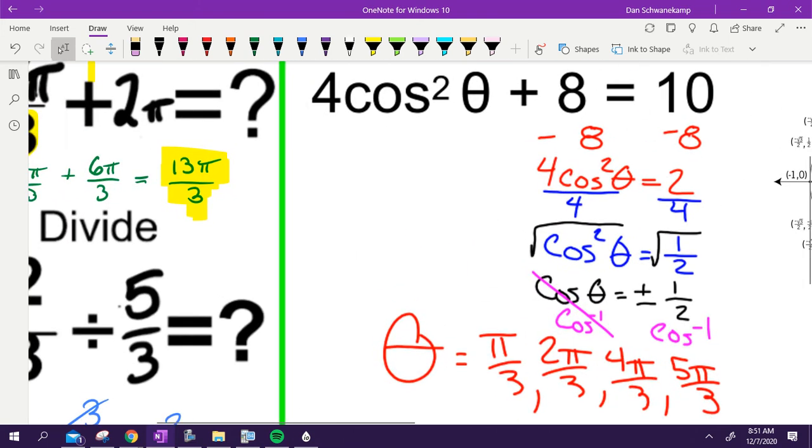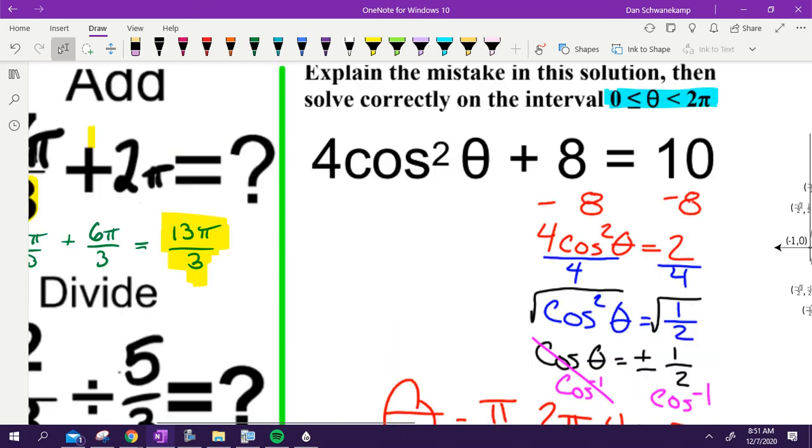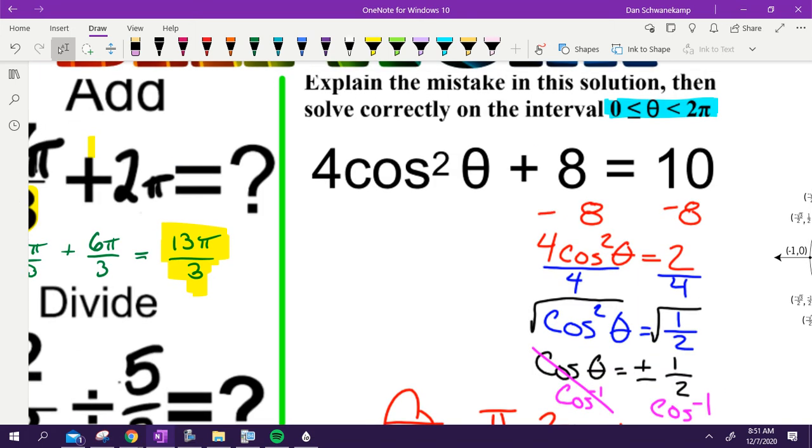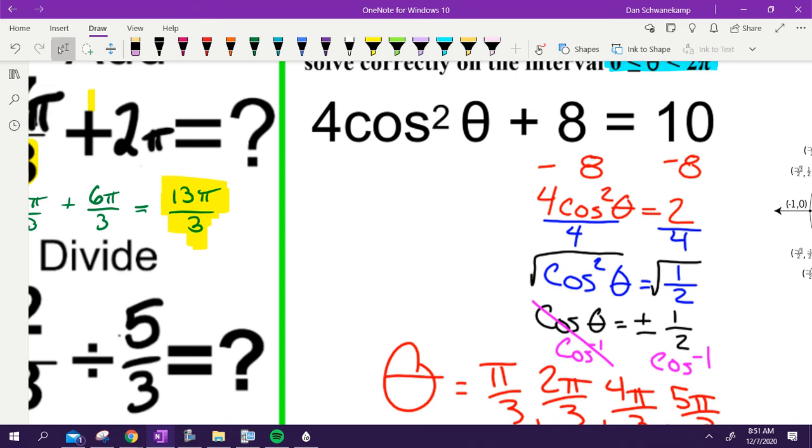Last one. Okay. 4 cosine squared theta plus 8 is equal to 10. Our job is to find the mistake and then solve it correctly. So we're going to go thumbs up, thumbs down. Give me thumbs up, thumbs down. This red step. Thumbs up, thumbs down. We're good on this red step. That was an easy step. We just added 8. Thumbs up, thumbs down. We're good on the blue step.